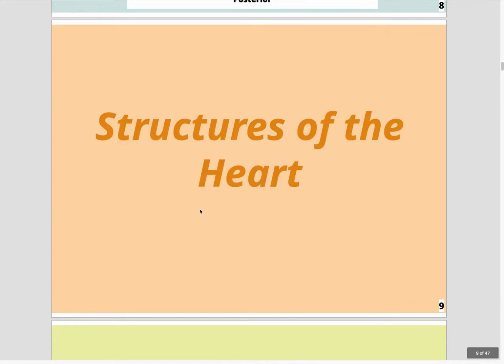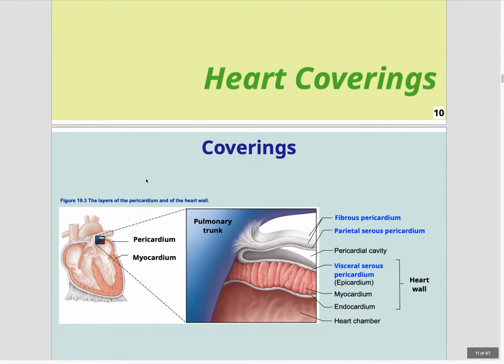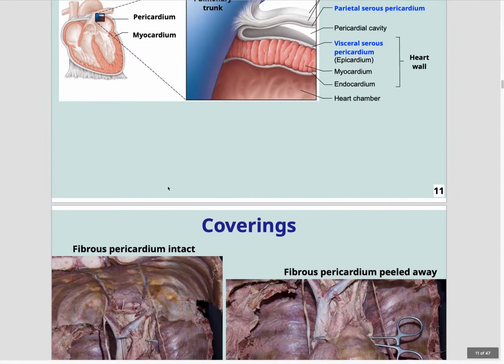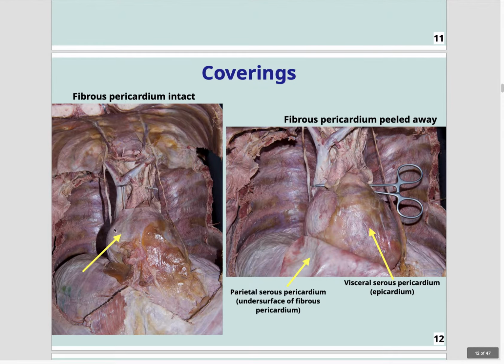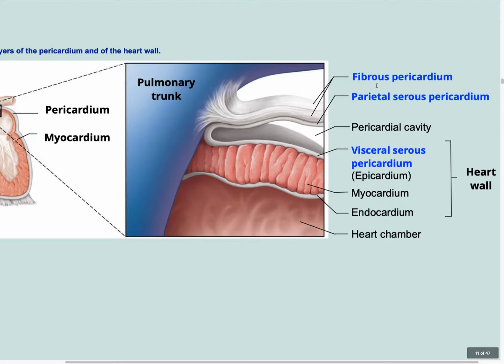Now let's take a look at the various structures of the heart. First, the coverings surrounding the heart. If you were to open someone's thoracic cavity, you're going to see this layer known as the fibrous pericardium. And if you look closer at this first image, you'll see that the fibrous pericardium adheres right to the parietal layer of the serous pericardium.